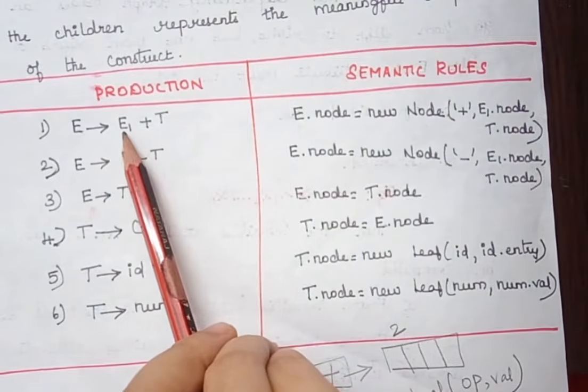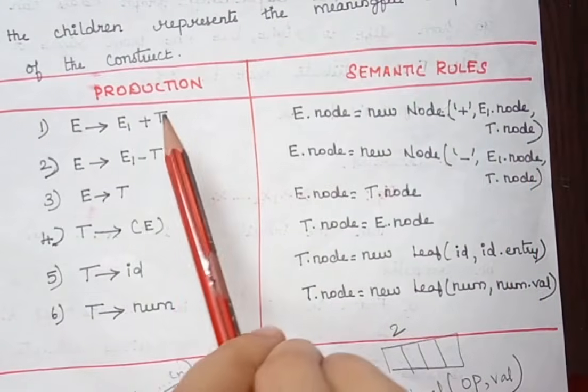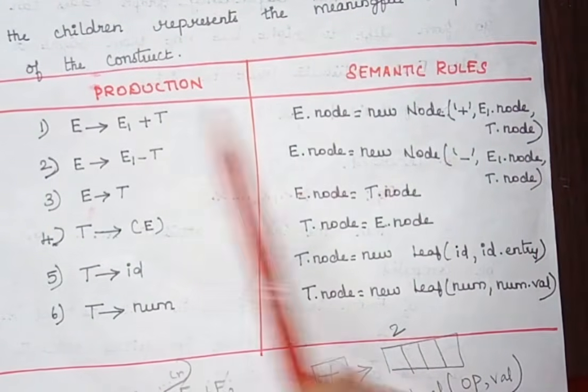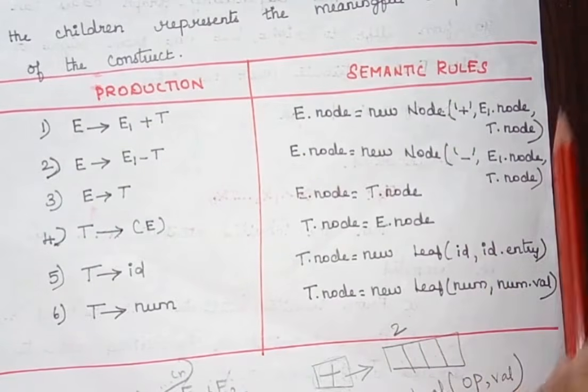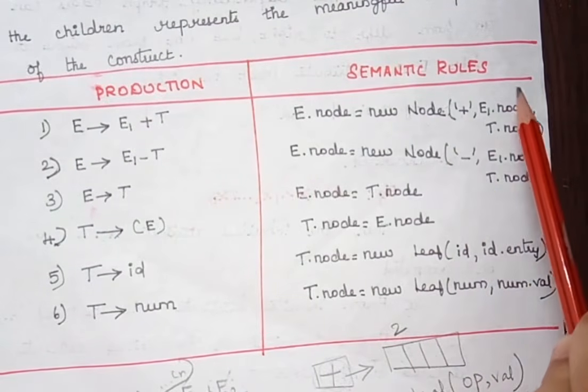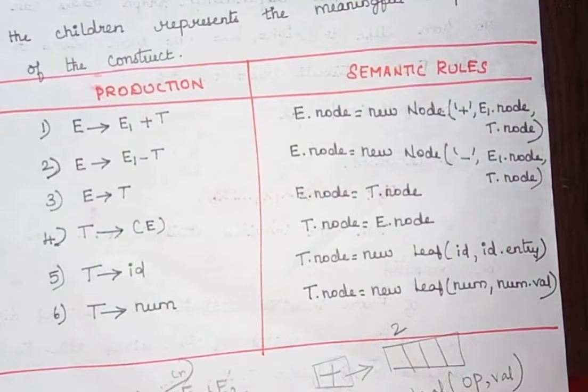So here the left child will be E1, so E1 dot node, and the next field is the right child. So the right child used here is T. So T dot node will be created. So this is what the new node contains. It contains operator, then left child and right child of that parent node.